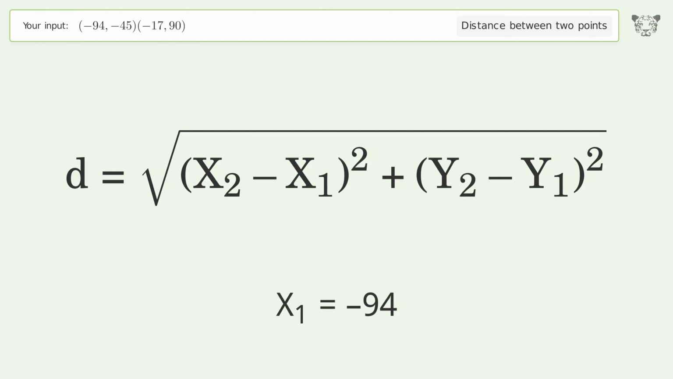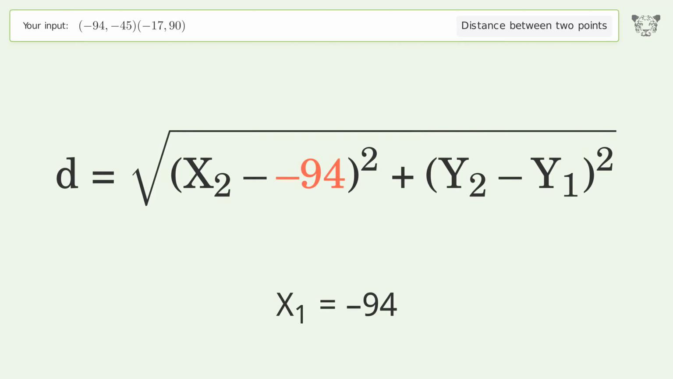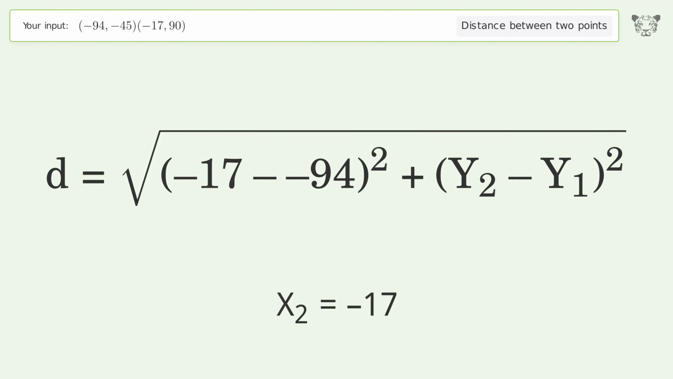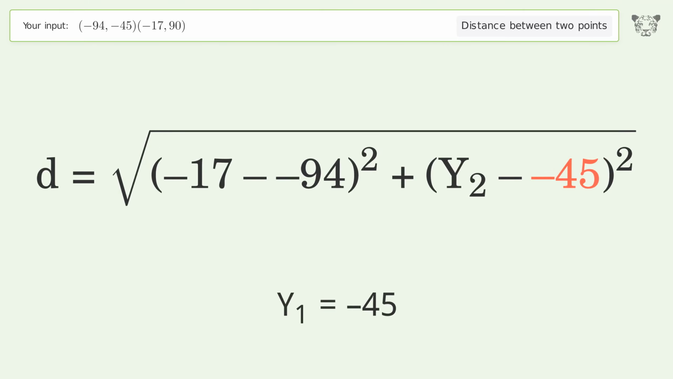x1 equals -94. x2 equals -17. y1 equals -45. y2 equals 90.